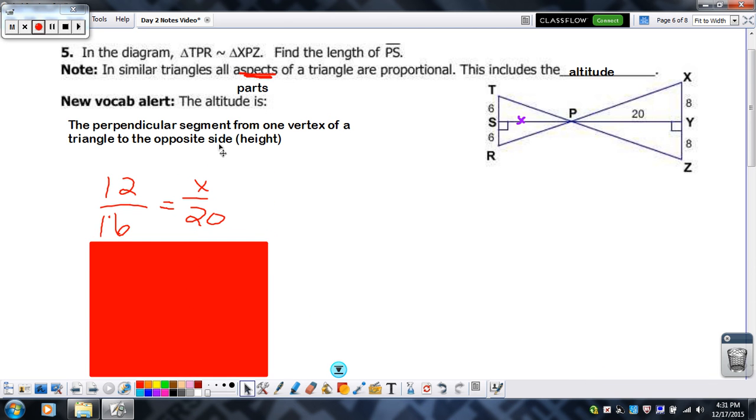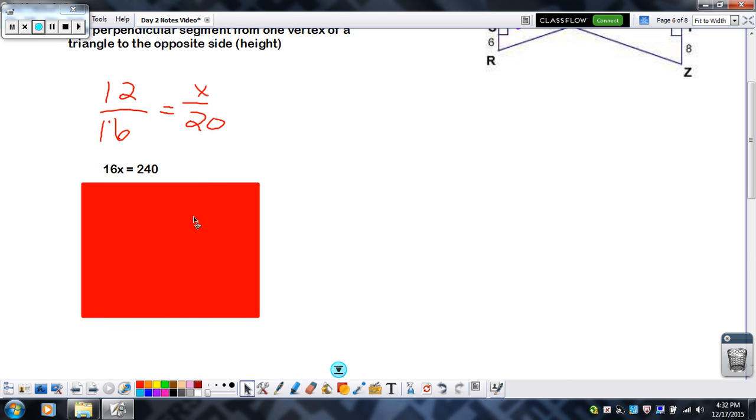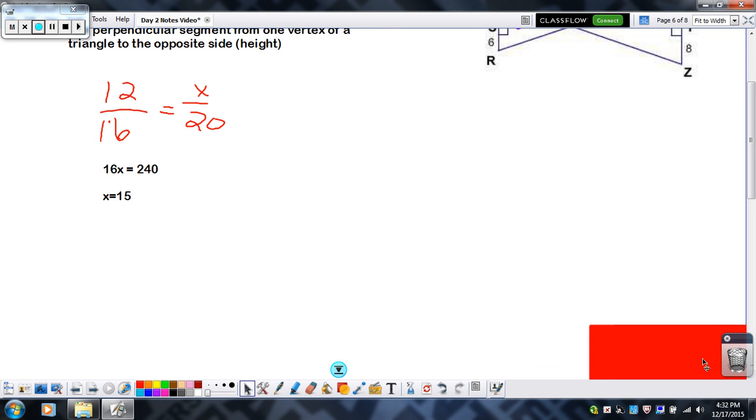Now to set up my second ratio, I'm going to look at the altitudes. The altitude of my small triangle is x, since I put my small triangle on top over here. And the altitude of my large triangle is 20. Now we're going to cross multiply 20 times 12 and 16 times x, and divide by 16 to get that x is 15.